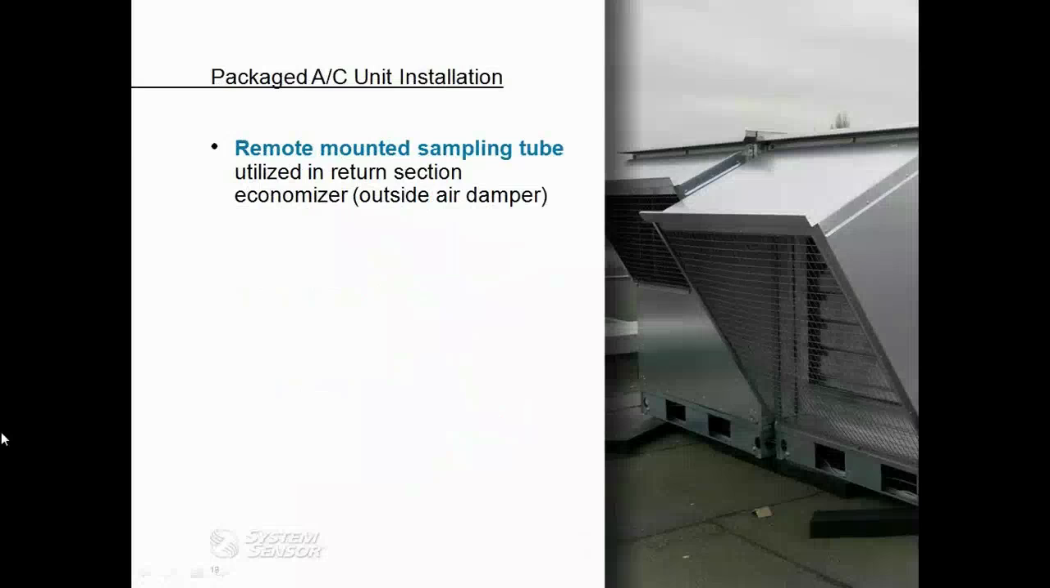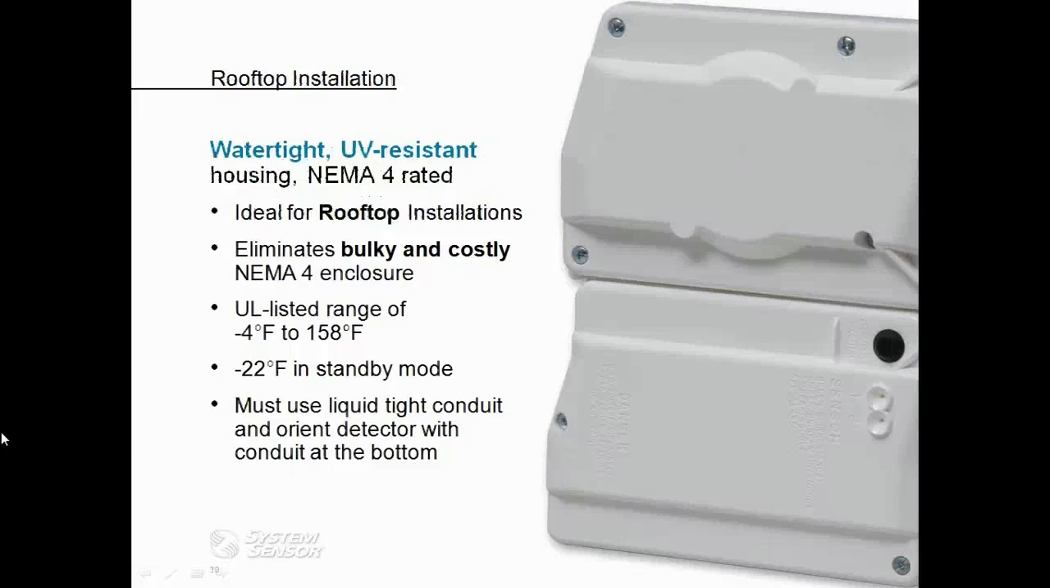In order to utilize remote sampling, this is where it's particularly important to use differential pressure testing to ensure that proper air is going to be sampled, since you do have that additional flexible tubing that the air needs to circulate through. Some rooftop installations do not allow for duct smoke detectors to be installed in the actual rooftop unit, usually due to size constraints. In that case, a watertight duct smoke detector can be installed on the outside of the rooftop unit.